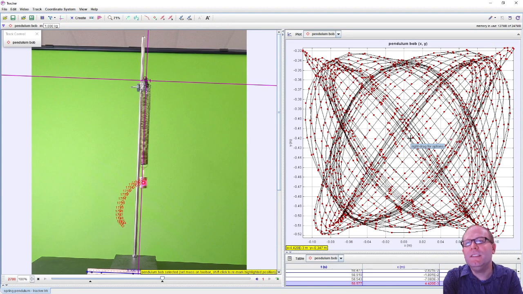So anyway, like I said, this is one of my absolute favorite problems in physics. I'm looking forward to getting more into the Lagrangian and the modeling side of this with you in the next episode.